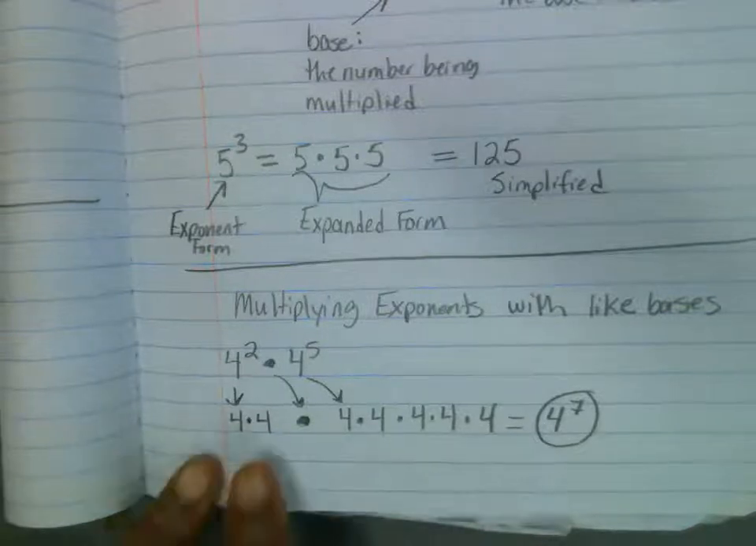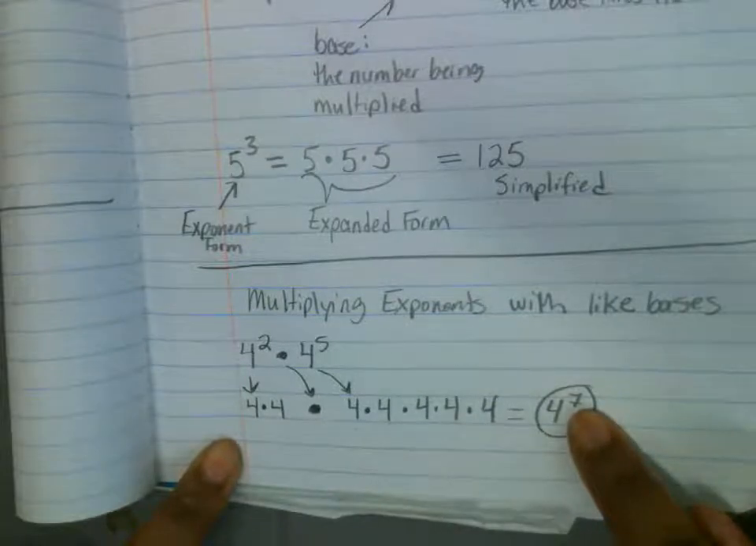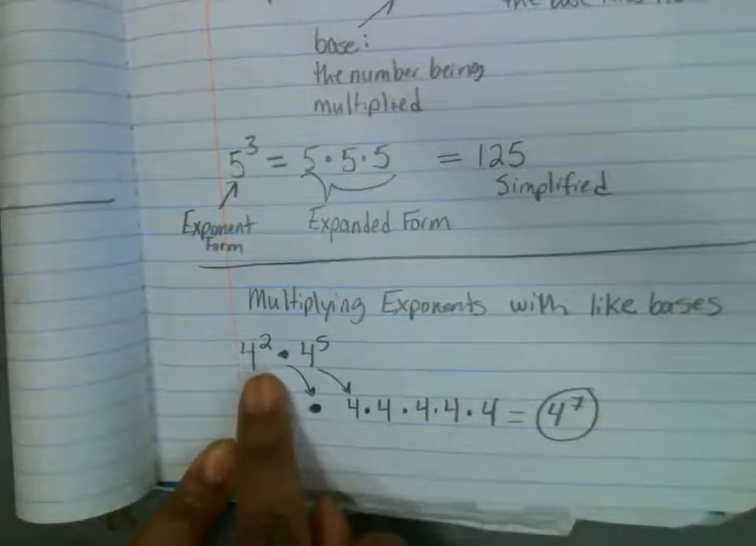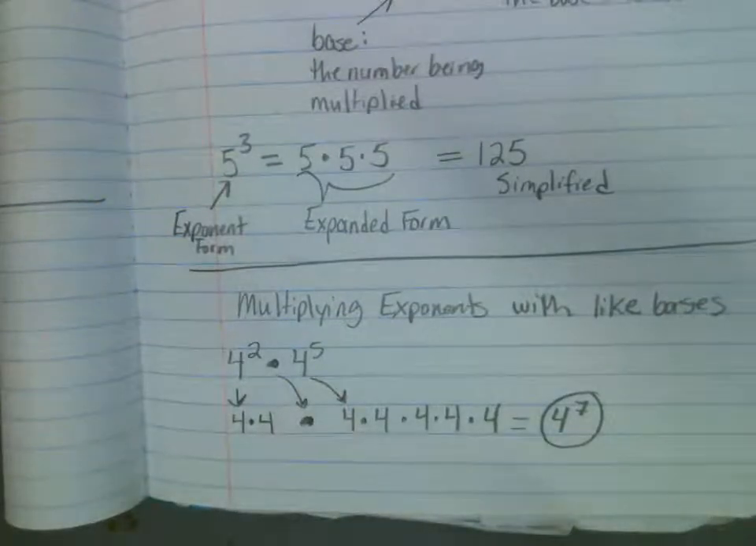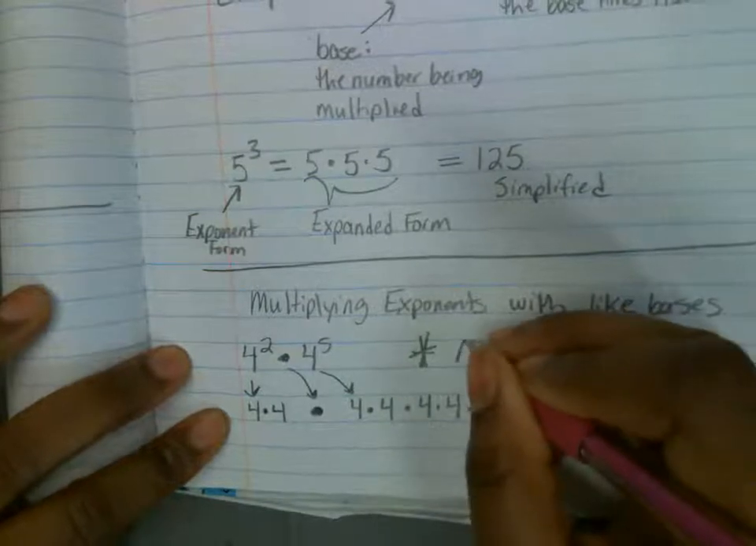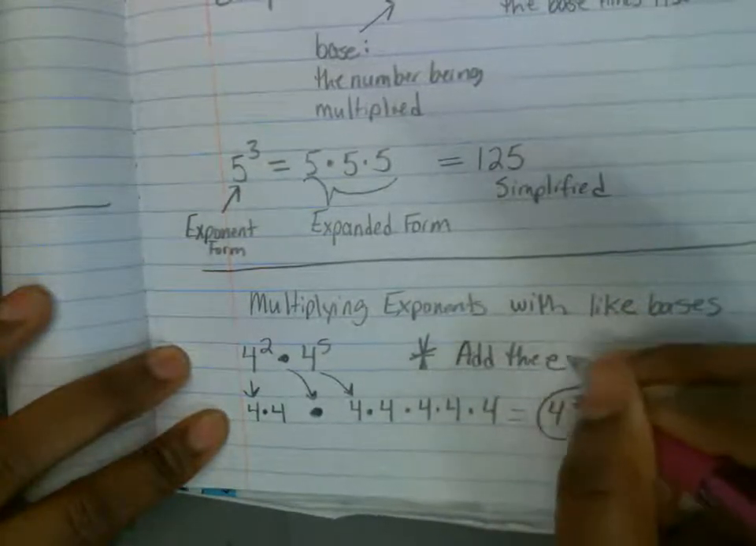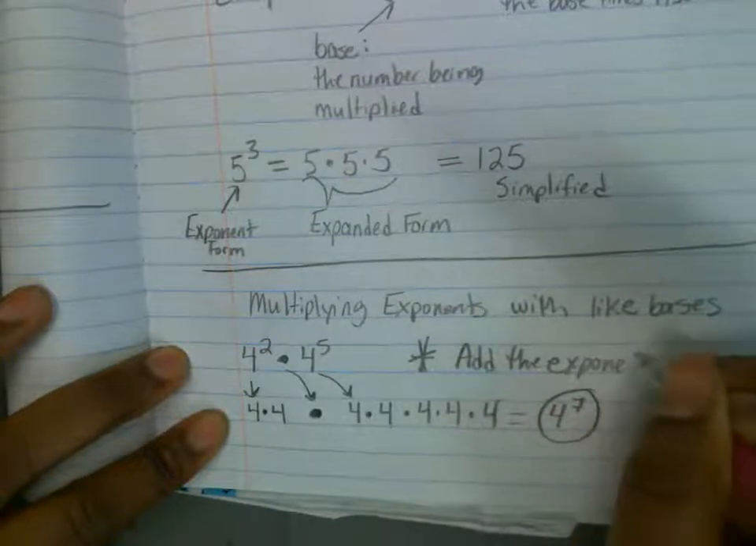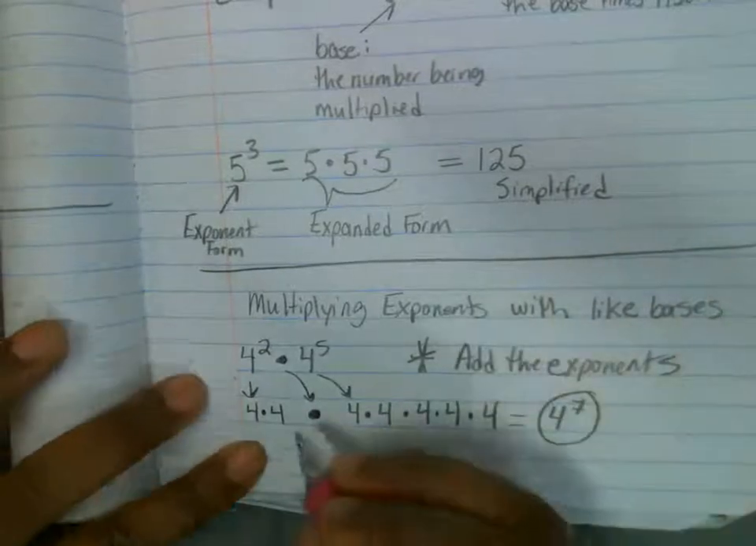Any questions about how I get 4 being multiplied times itself 7 times? 2 here and 5 here. So you already know what the shortcut is, right? Just add the exponents. The shortcut is add the exponents. So if the bases are alike, all you're doing is adding the exponents.